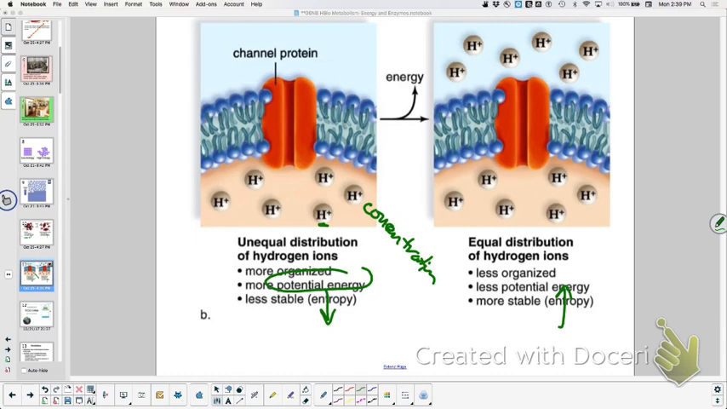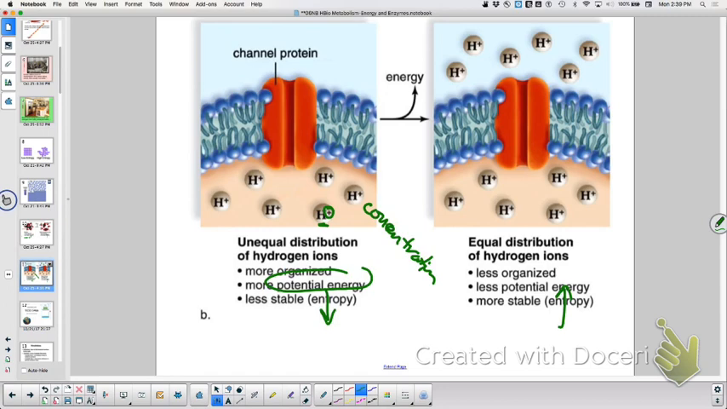We have a difference in concentration, and because these are hydrogen ions, we also have a difference in charge, and we have a difference in pH, because this side would have a lower pH than this side. That's a lot of potential energy because it's like putting water behind a dam. You have so many hydrogen ions on this side of the membrane, they want to move to the other side.